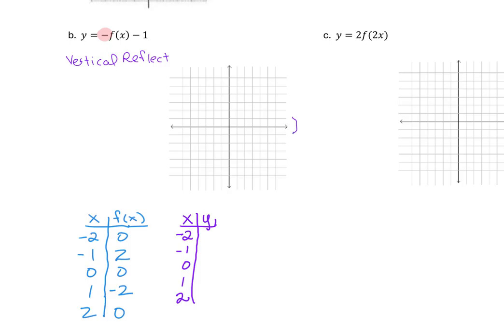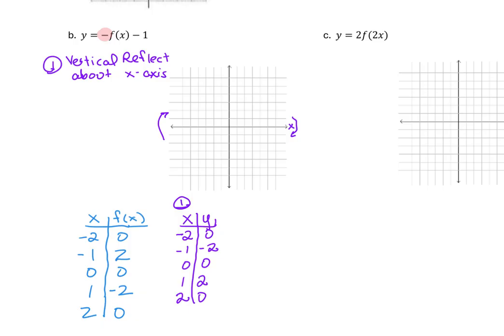We are going to be going top goes to bottom, bottom goes to top, and we are reflecting about the x-axis. So we want to change all the signs of our y-coordinates. Zeros are going to stay zeros. +2 becomes a -2, and -2 becomes a +2. So this is just my reflection.